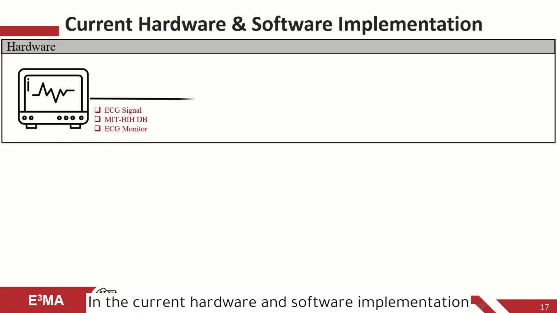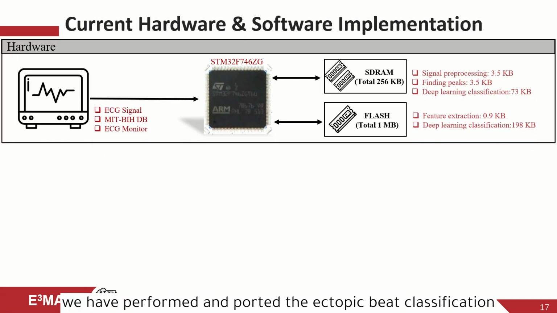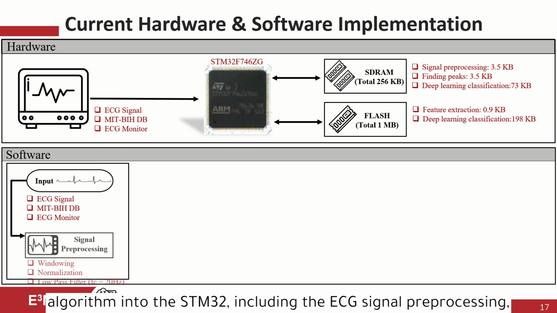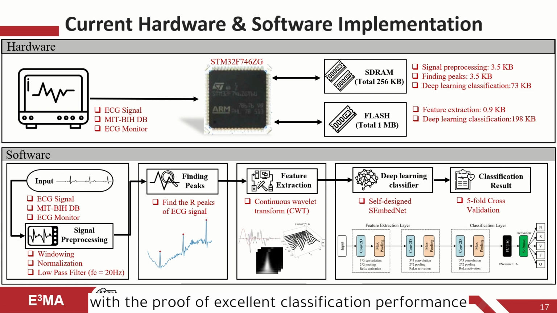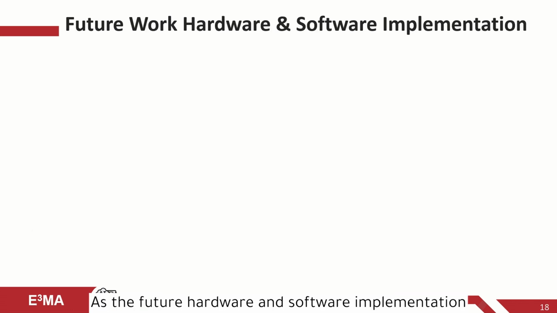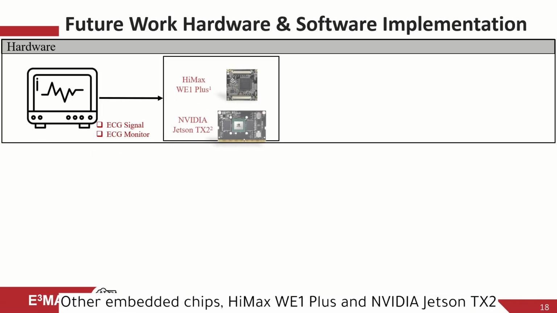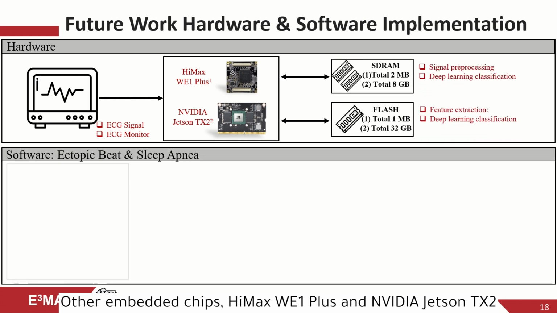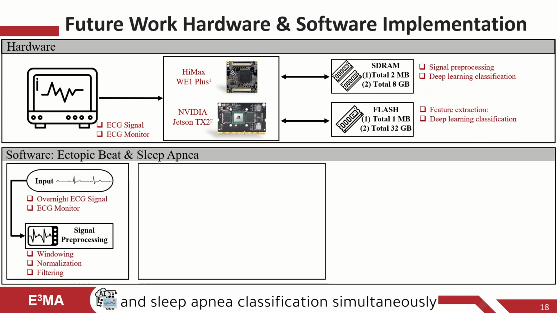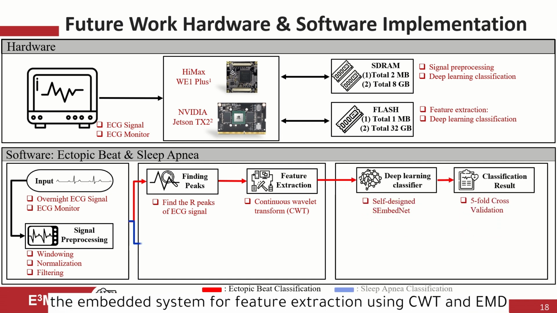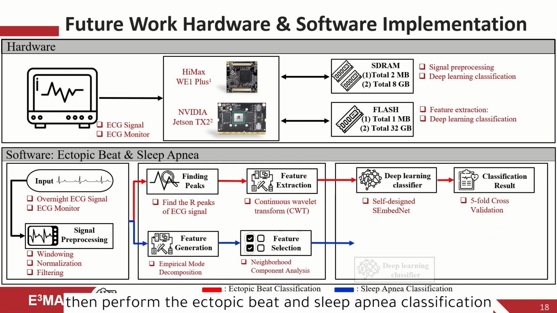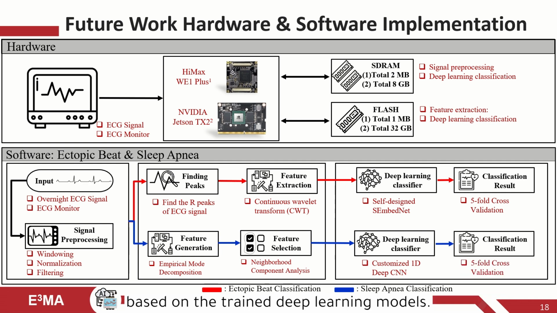In the current hardware and software implementation, we have performed and ported the ectopic beat classification algorithm into STM32, including the ECG signal preprocessing, finding peaks, feature extraction, and deep learning classification, with the proof of excellent classification performance, efficient, and low memory usage. As the future hardware and software implementation, other embedded chips, HiMax WE1 Plus and NVIDIA Jetson TX2 will be used for conducting the ectopic beat and sleep apnea classification simultaneously. The overnight ECG signal will be further processed on the embedded system for feature extraction using CWT and EMD, then perform the ectopic beat and sleep apnea classification based on the trained deep learning models.